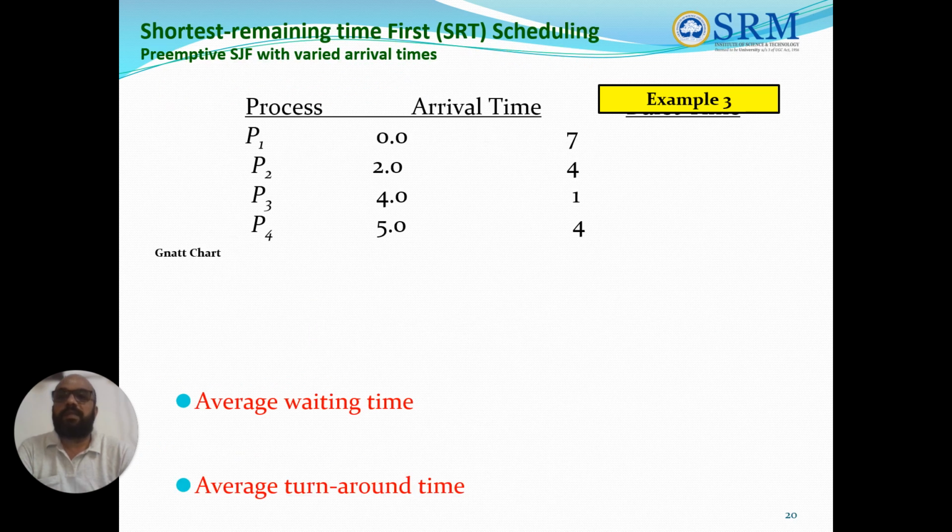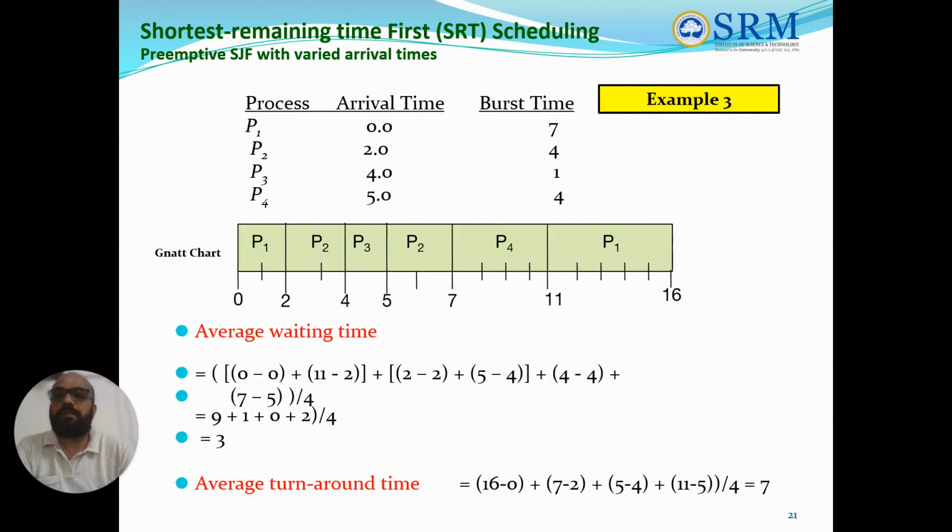The next category is the same version with preemption: preemptive with varied arrival times. There are 4 processes P1, P2, P3, P4 with different arrival times and burst times. At time 0, P1 starts its execution and executes for 2 seconds, and meanwhile P2 arrives. When we check the execution times, P2 is 4, and P1 is 5 minus the 2 it has already completed, so 3 remaining. So P2 is lesser when compared to P1, and P2 gets its execution.